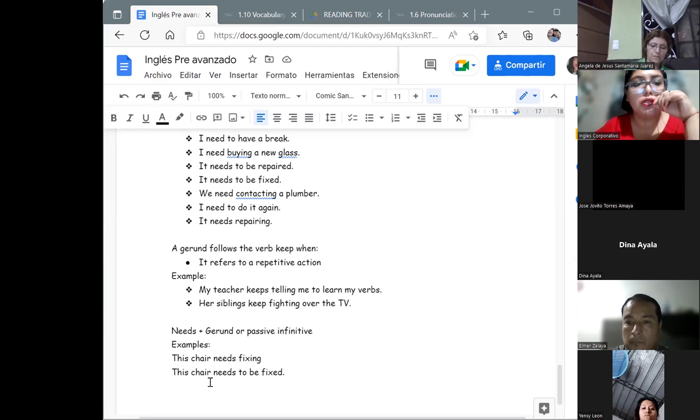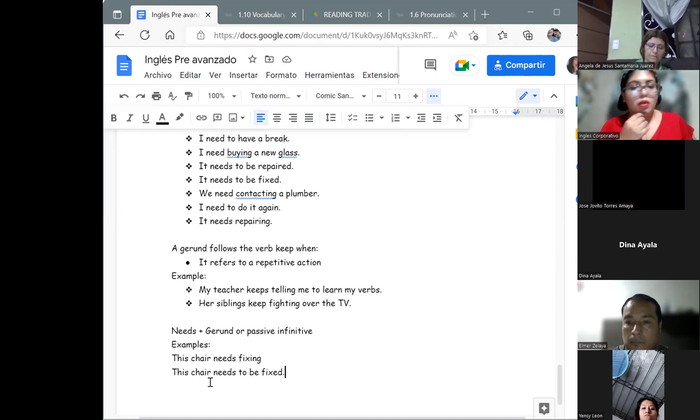So in that case, we are going to use this structure, the gerund following the verb keep, when we have this kind of repetitive action. So we have those structures to express the problems and also the solutions. And now we're going to use these structures to give two more examples.